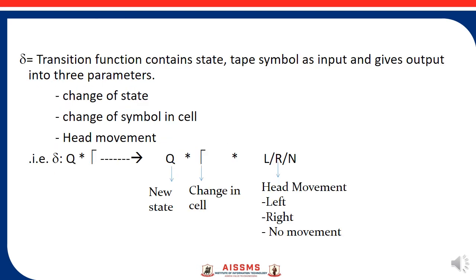This is the formal definition, and delta represents the transition function, which is represented using the 3 parameters as we have seen earlier: the current symbol, the change of the state, then the change in the input symbol, and the movement of the head, maybe to left or right, or there could be no movement. So this is how we represent the Turing machine.